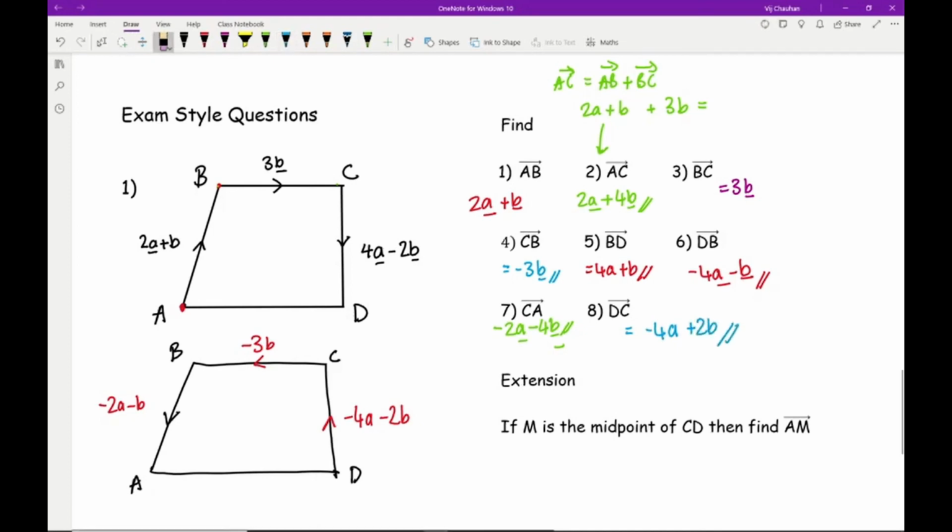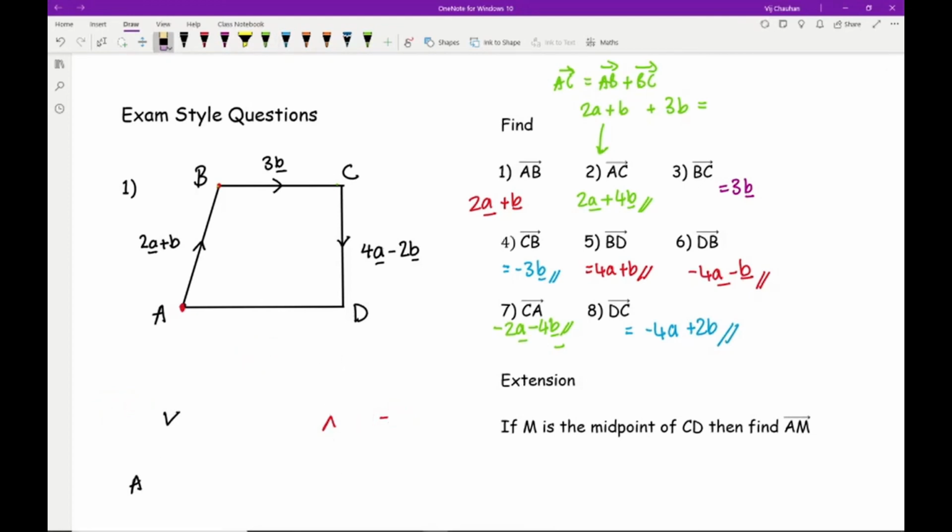Now for the extension question, again this is really going into higher. The question says that M is the midpoint of C to D. So if I just mark the midpoint, which is here, I'm going to call that M. Now with it being in the middle, if the distance going from C to D is 4A minus 2B, then the distance of C to M, with M being the midpoint, is going to be half of that. So that's going to be 2A minus 1B. And all I've done there is just divided these two numbers by 2.